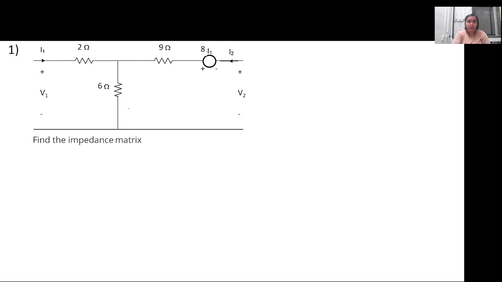Initially, we'll start off with basic writing of the impedance matrix so that we remember what we have done last time. For example, in this case, we have to calculate the impedance matrix for the circuit that is given here. Writing the impedance matrix means writing these equations: V1 = Z11 I1 + Z12 I2, and V2 = Z21 I1 + Z22 I2. So if you are to find Z11, what we have to find is V1 by I1 provided I2 equals 0. Do you remember this? Like last time we had done it?